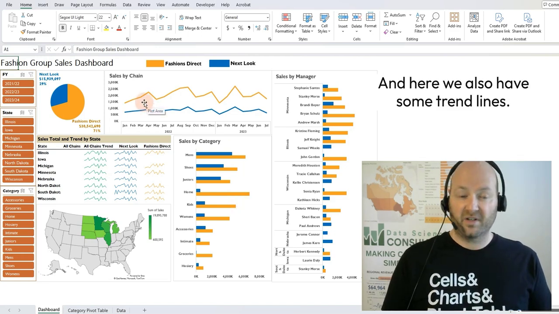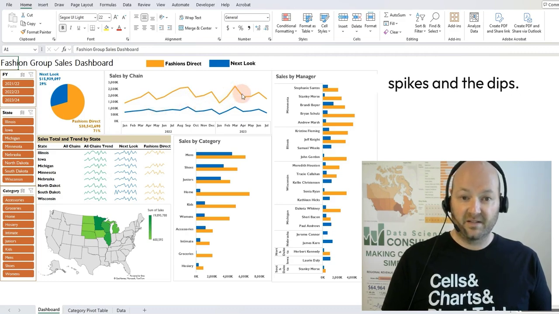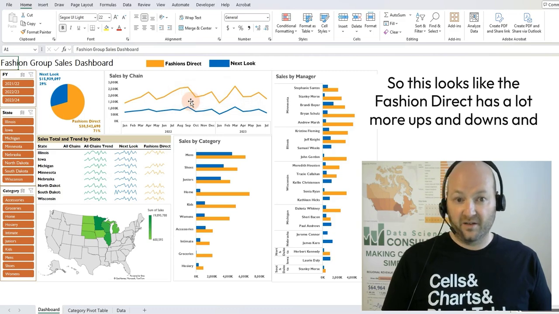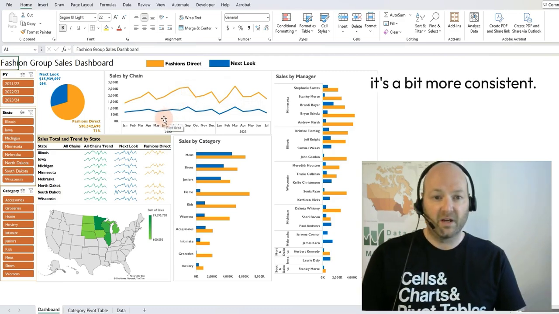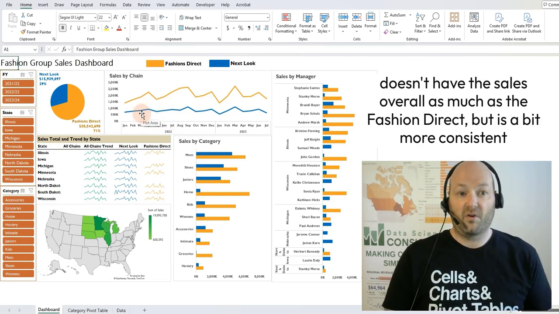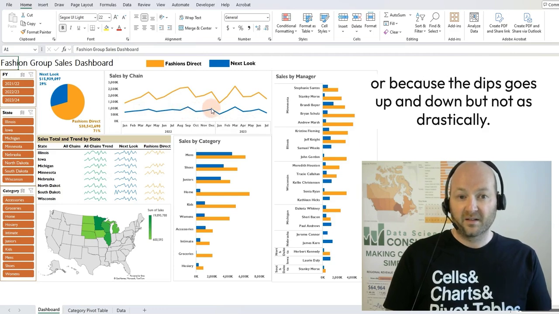And here we also have some trend lines. You can see maybe there's some seasonality to the different brands with the spikes and the dips. So it looks like the Fashion Direct has a lot more ups and downs, and the Next Look brand here, in the blue, is a bit more consistent. It doesn't have the sales overall as much as the Fashion Direct, but it is a bit more consistent, because the dips go up and down, but not as drastically.